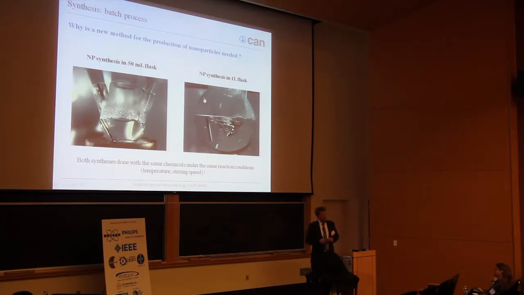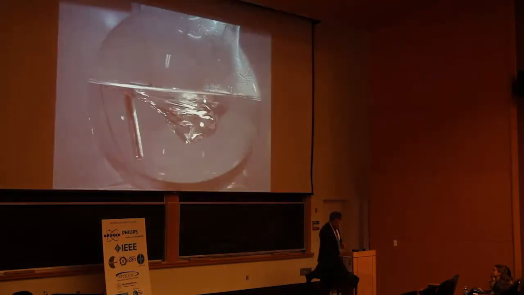So this was quite a good example. It yielded really nice particles, but a 50 milliliter flask usually gives you something like 20, 30 milligrams of particles. This is usually enough if you only want to know more about the synthesis, but if you want to do some application or further studies, you usually need more. So no problem, let's take a bigger flask.